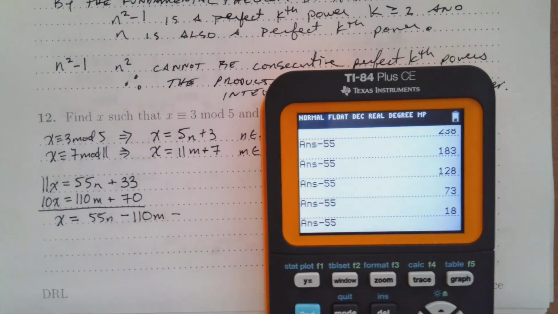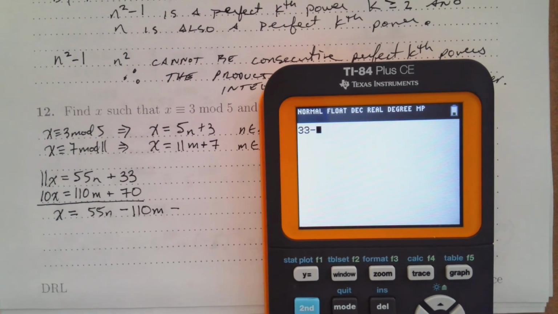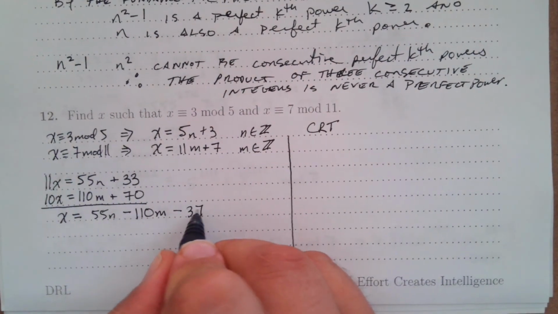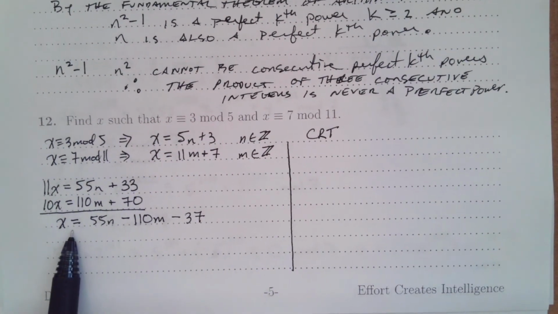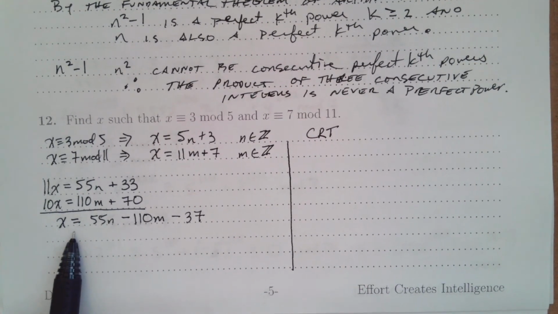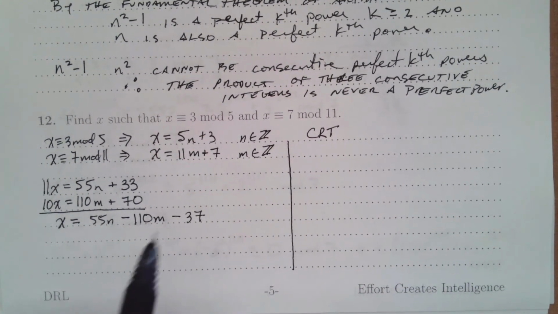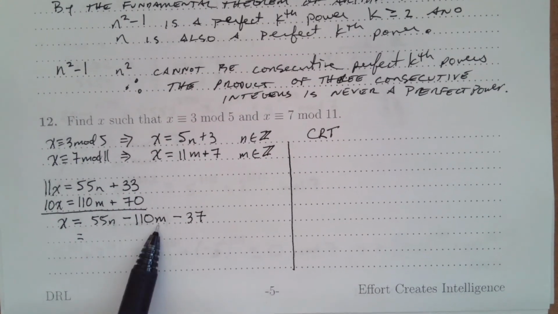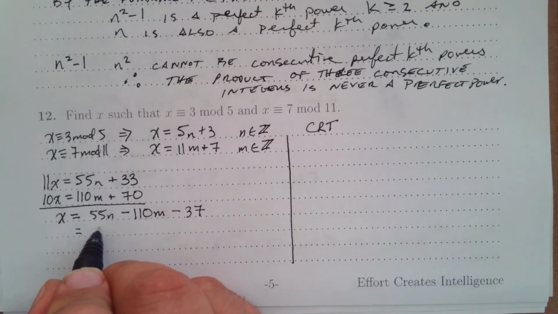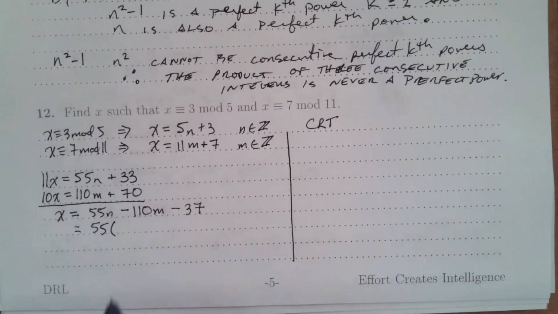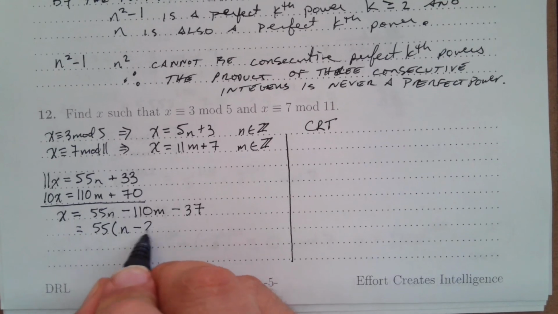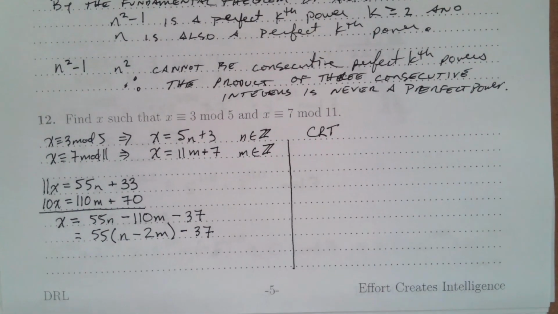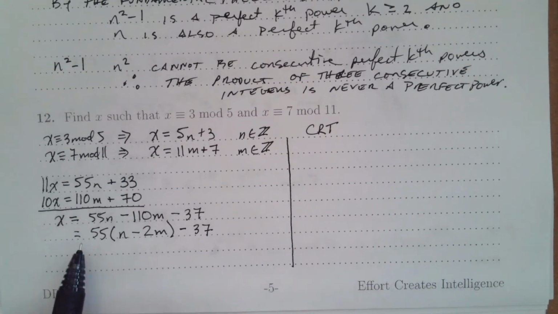Well, we can just double check here. 33 minus 70. It is negative 37. So then minus 37. So we have a way of thinking about our particular piece here, right? But notice that in this x equation, I have a common factor of 55, so I could say x is equal to 55 times n minus 2m minus 37. Okay, well, what does that mean for us?